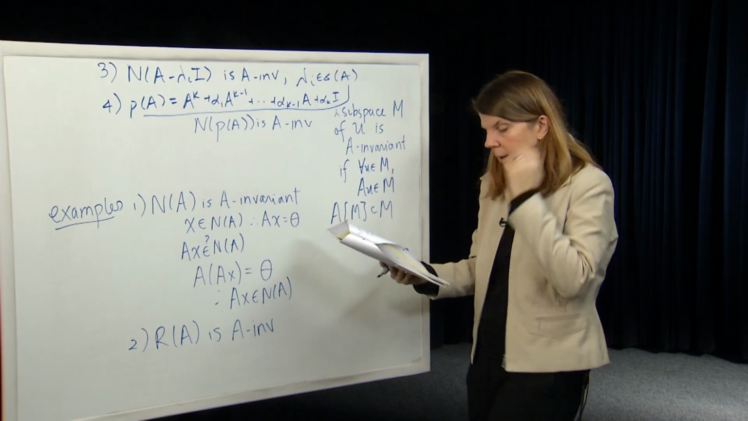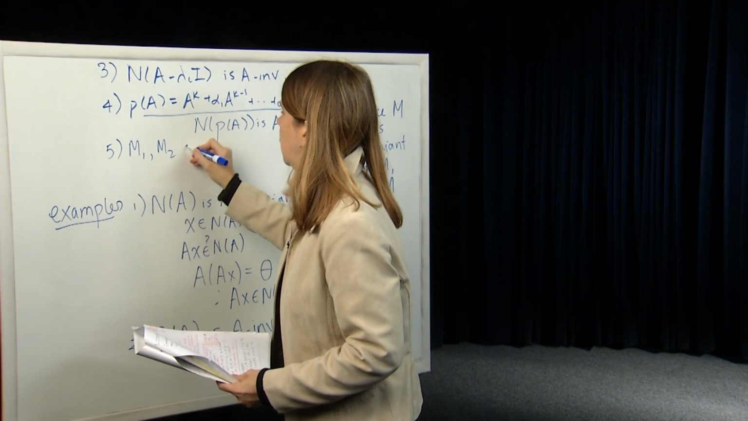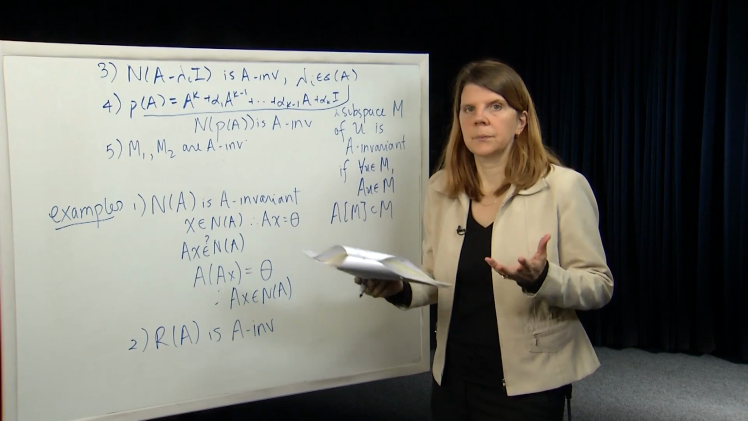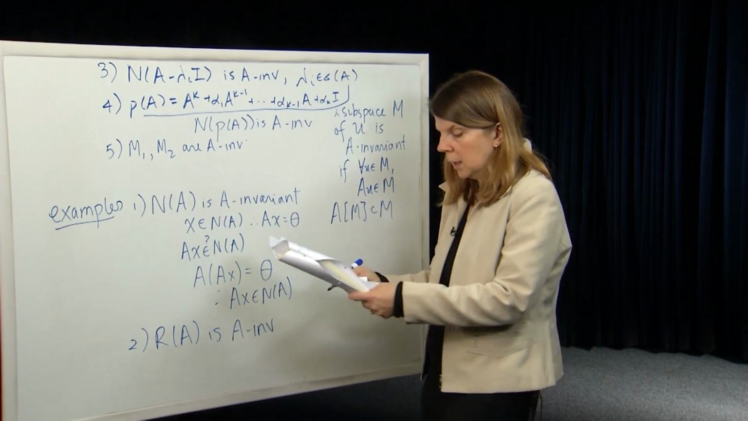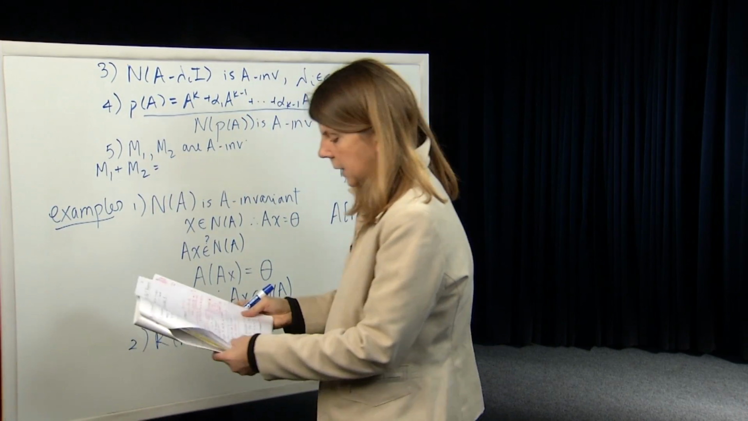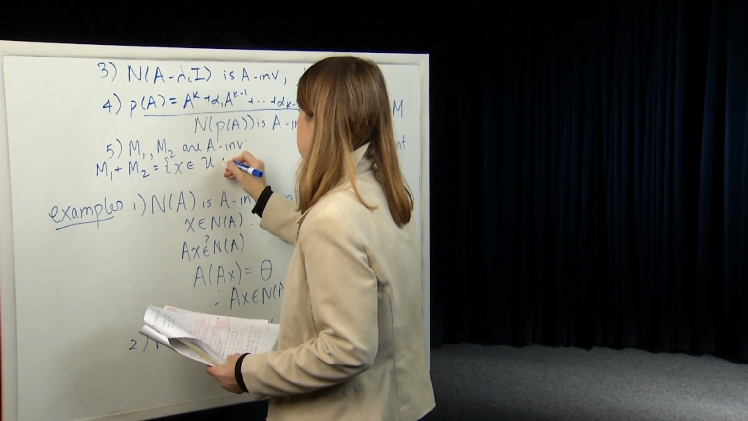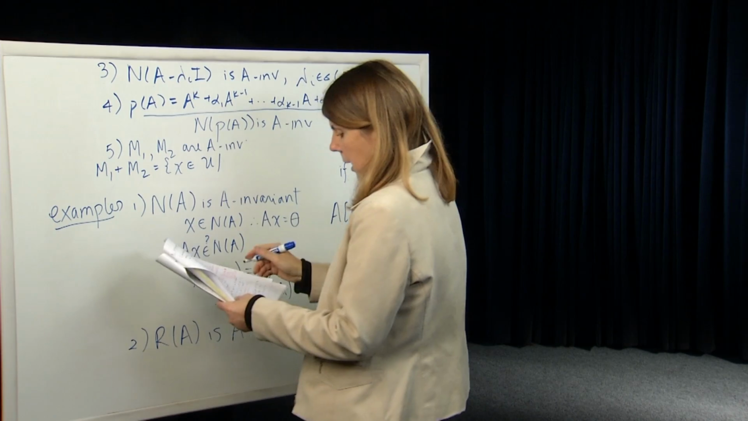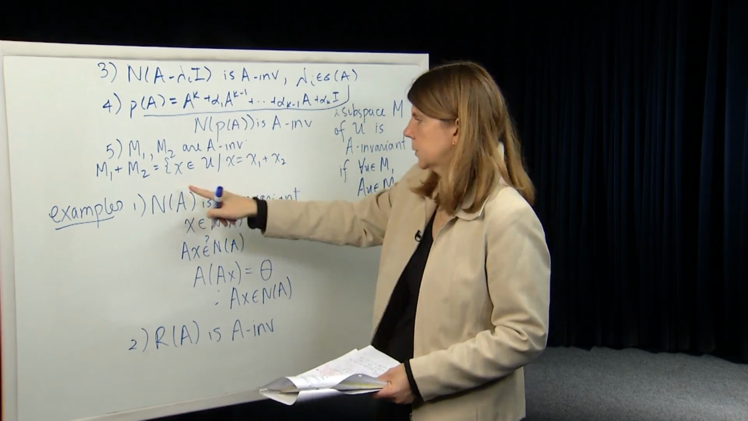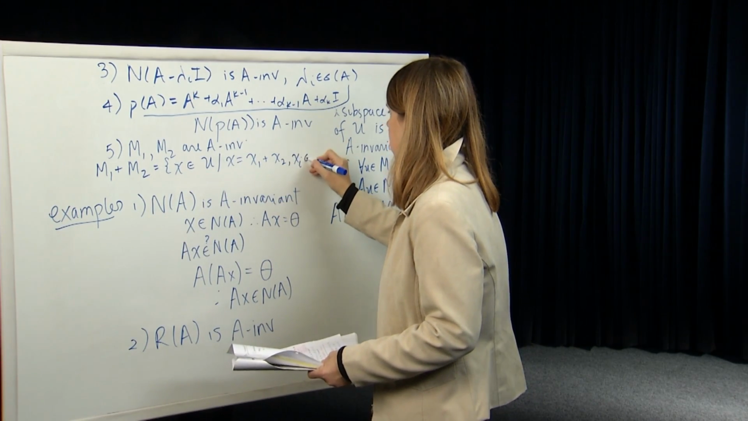Okay, and finally, if you had two A-invariant subspaces, so suppose M1 and M2 are both A-invariant, then you can say something about operators on those subspaces. So if we define M1 plus M2 to be the set of vectors x in their parent space U such that x is equal to x1 plus x2, where x1 belongs to M1 and x2 belongs to M2. So xi belongs to Mi.